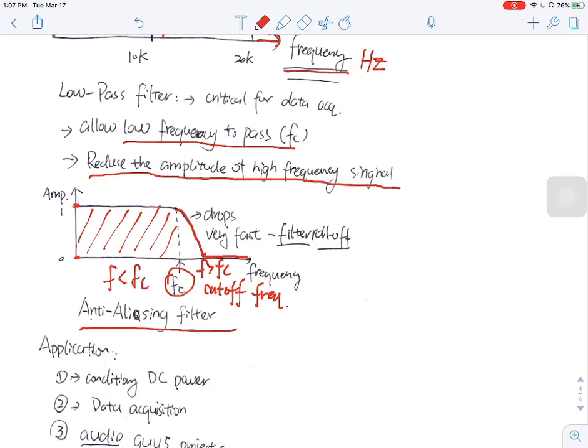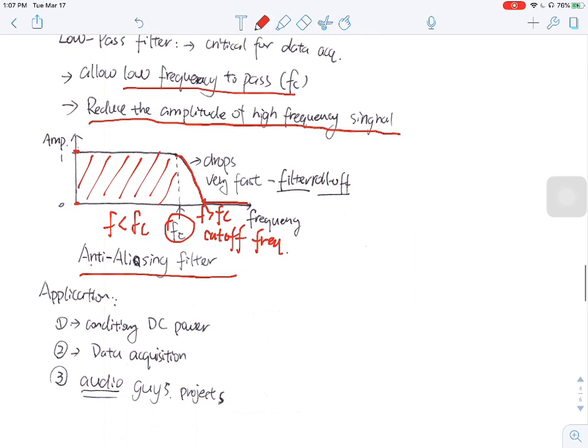This type of low-pass filter has very wide application, and it's used for conditioning DC power and for data acquisition. And if you are an audio person, a lot of projects you do will require a low-pass filter.